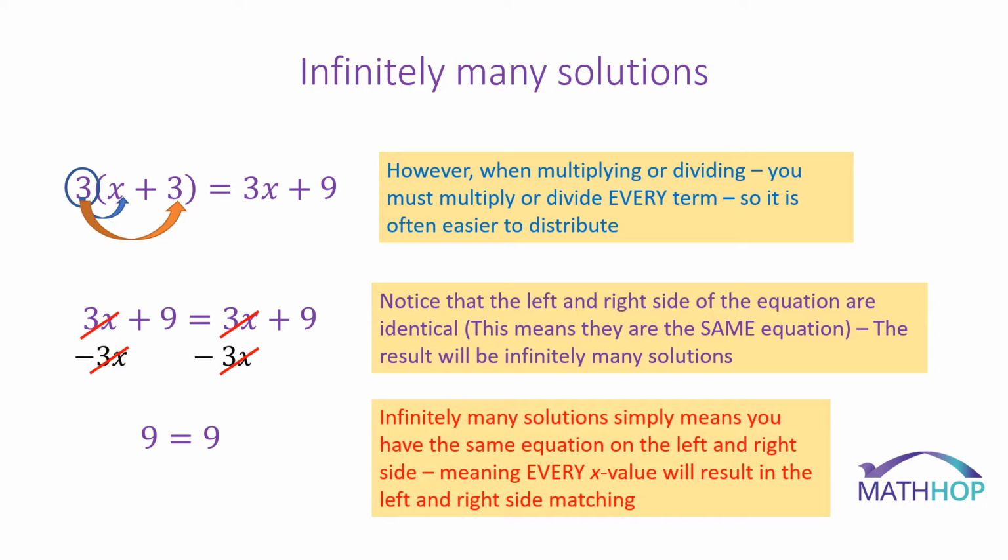Put this in a different way. Infinitely many solutions simply means you have the same equation on the left and right-hand side, so every x value will result in the left and right side matching. It means simply that there are infinitely many solutions. You couldn't count them. Every value will work. Don't let infinitely many solutions trip you up.